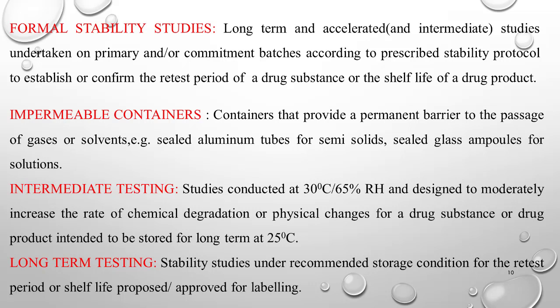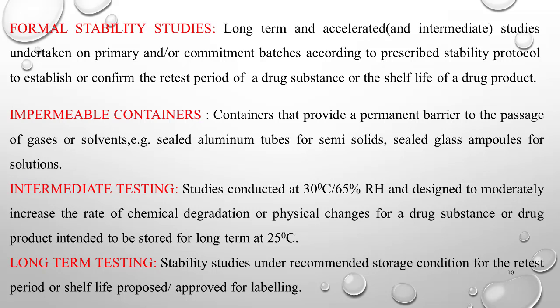Next, another term, that is impermeable container. A container which will not allow the passage of gases or solvents. Examples: sealed aluminum tubes for semi-solids, sealed glass ampoules for solutions. That means they should be impermeable to gases or solvents.